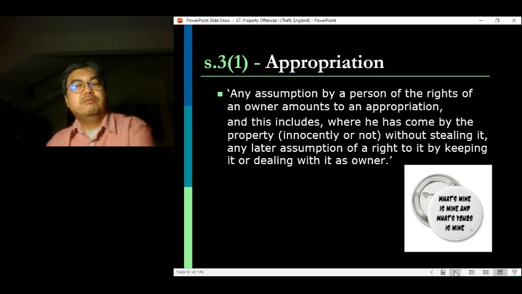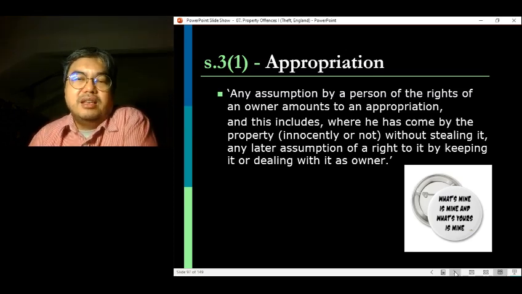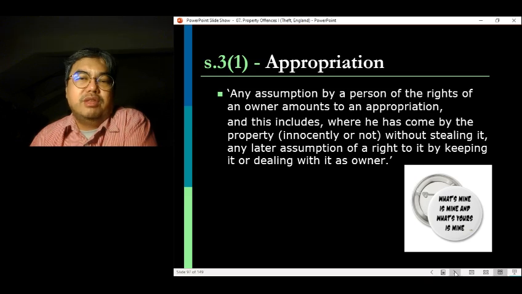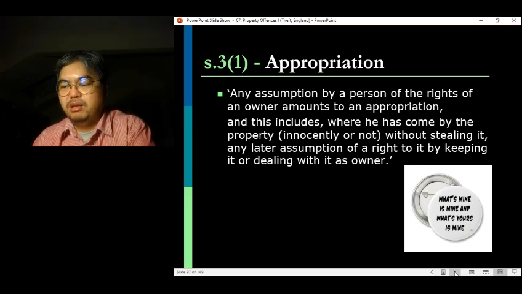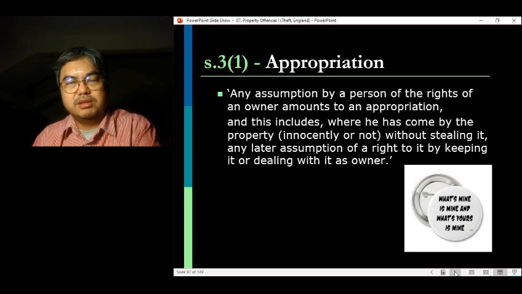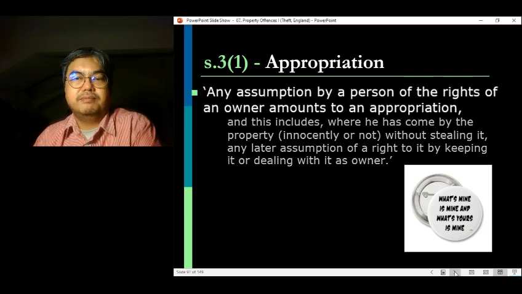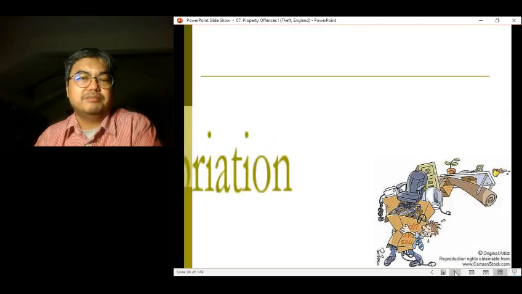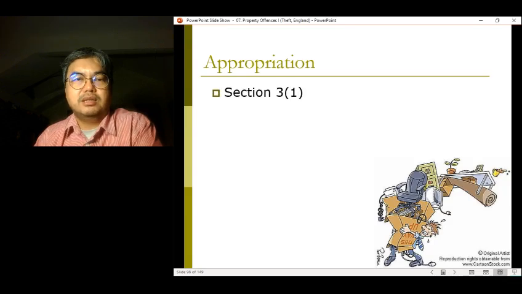So again, let's look at the definition of appropriation. Any assumption by a person of the rights of the owner. So clearly, Parliament did not intend for consent to be considered when talking about appropriation. But you will see later on when we talk about dishonesty, yes, we need to see whether there was consent or not. Appropriation, section 3(1).